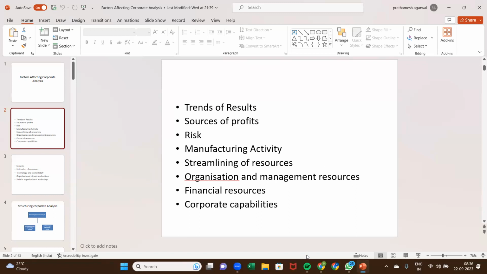Next we have the organization and management of resources. When we are looking at this aspect, we also need to study the organizational structure, and we also need to understand the capabilities of the manager.